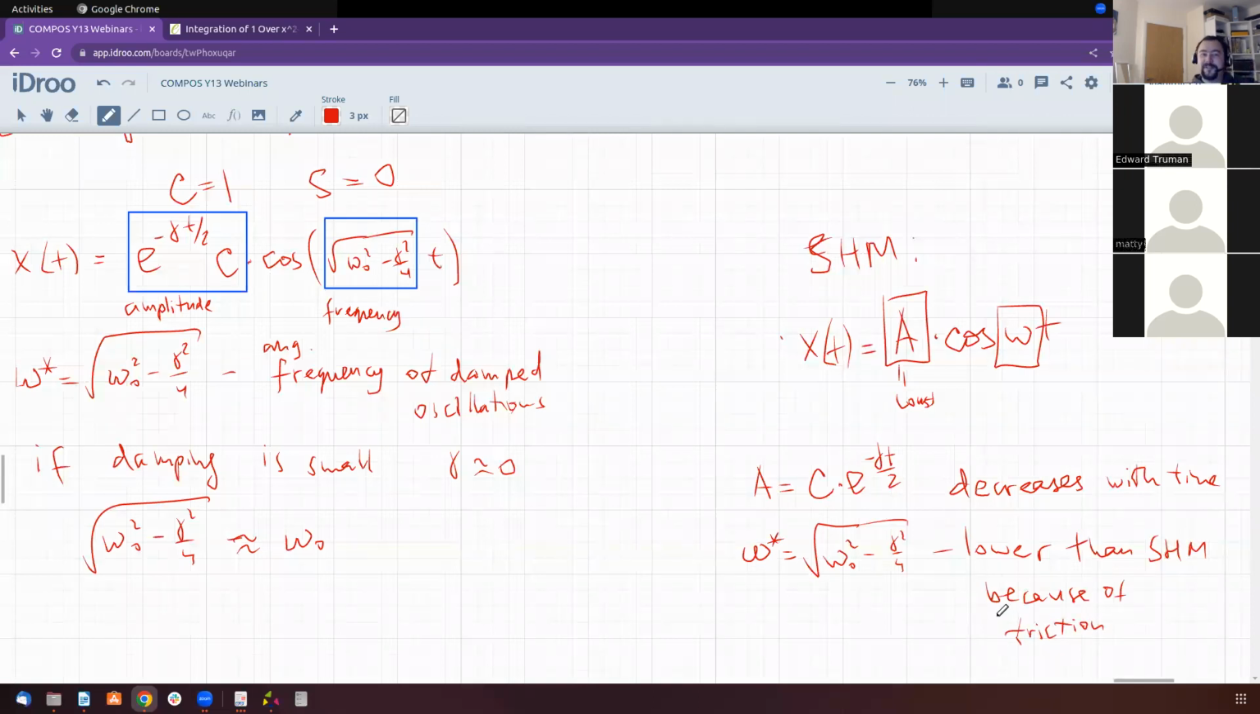And if gamma over 2 is greater than omega 0, then it's going to be a square root of a negative number. That simply means there's no frequency. The frequency does not exist because there's no time for repeated motion. There's no repeated motion. Comparing to SHM.